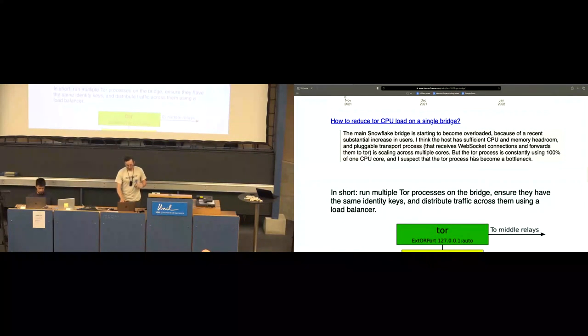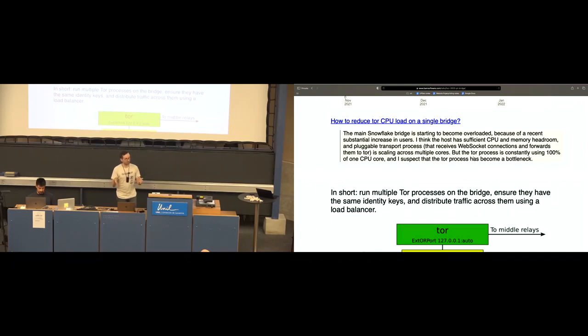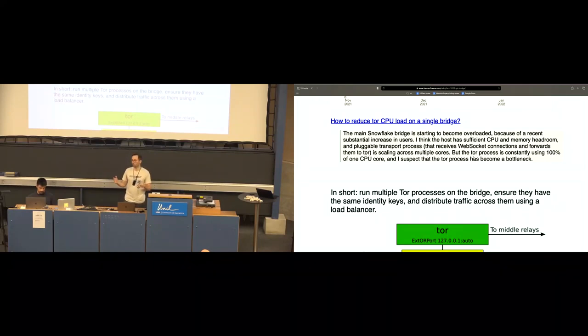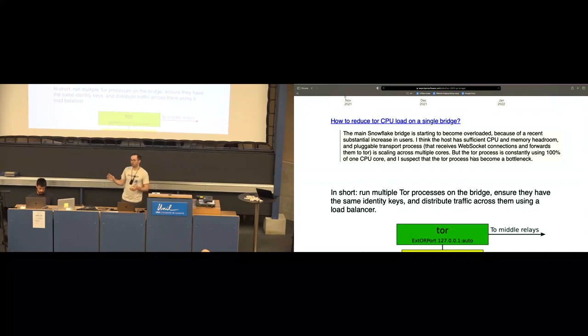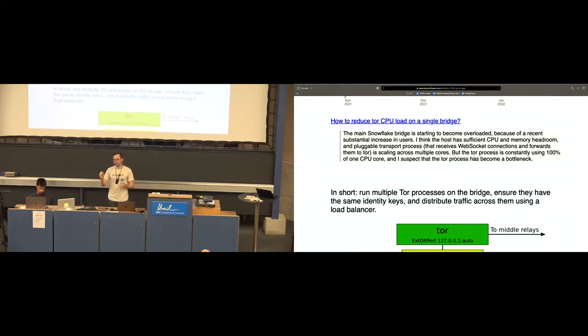So the answer to this, which you can read more about in the paper, we have documentation for it. You run multiple Tor processes on one host. So currently on a Snowflake bridge, we're running 12 Tor processes in parallel, and we use a load balancer to distribute traffic evenly among them. And what that means is each one of those Tor processes can use up to 100% of one CPU core, and then you just run as many as you need to keep them all below 100%, right?